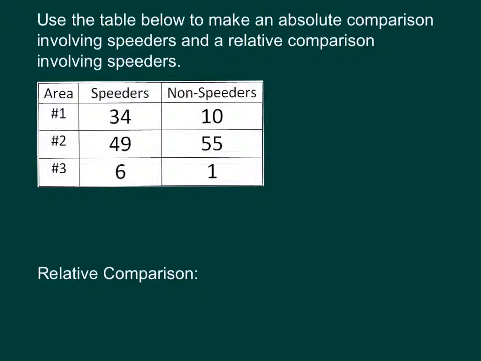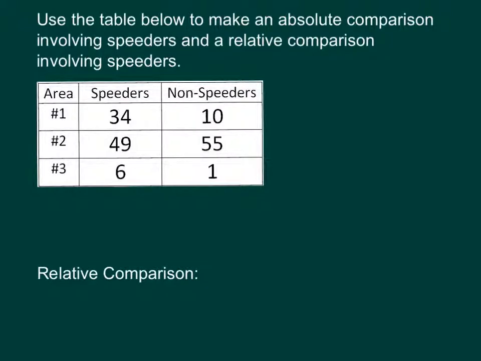Okay, now this is where the work is actually going to come in. In order to do our relative comparison, we have to do something involving a rate, a percent, something of that sort. So here, it's helpful to look at the speeders and the non-speeders and turn it into a percent. Percent involves the word per, so that's how you know you're making a relative comparison.